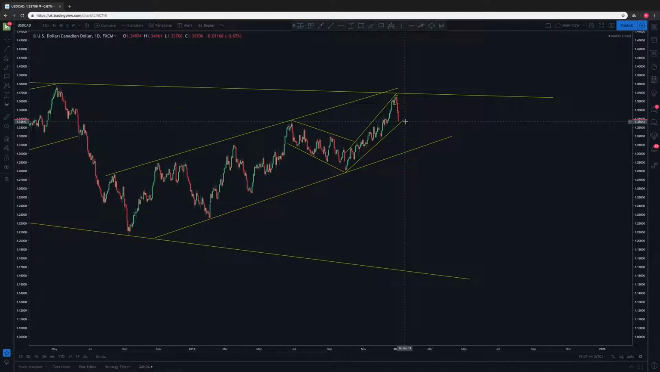So have the checklist and make sure you're not just jumping to the 15-minute chart on any type of position. That's not going to serve you. Always understand what phase you're in. So that is dollar CAD. I hope you took a lot of notes on that. Let's take a look at some more positions.